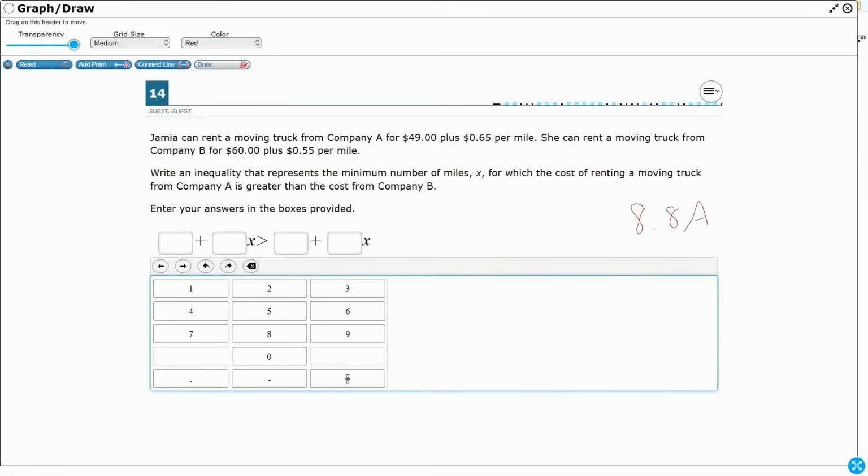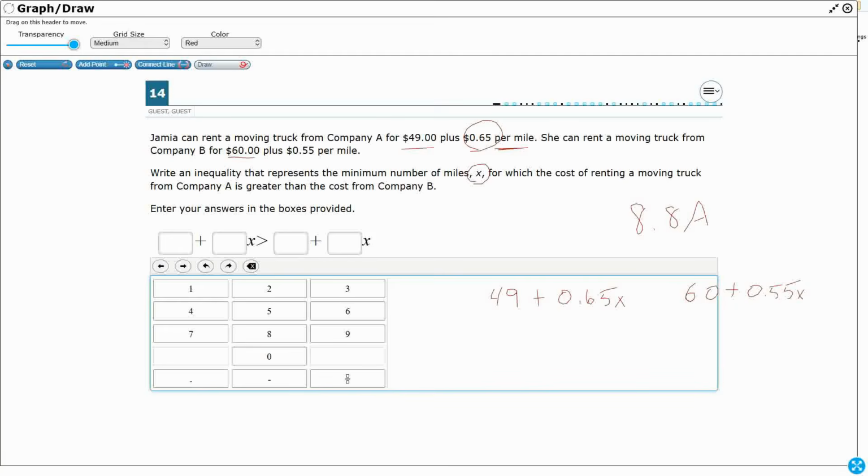And let's see what we have here. Jamia can rent a moving truck from company A for $49 plus 65 cents per mile. So there's my unit rate. 65x. Now, I don't know which side that goes on. So that's going to be either on the left side or the right side. You can rent a moving truck from company B for 60. I'll just put it right here for now, plus 55 cents per mile. All right, so X is going to be my miles.